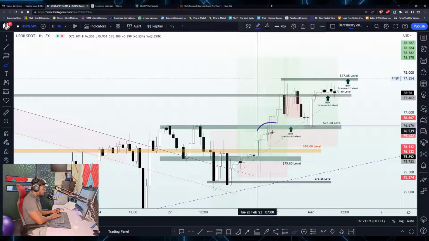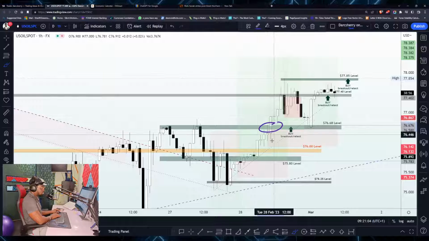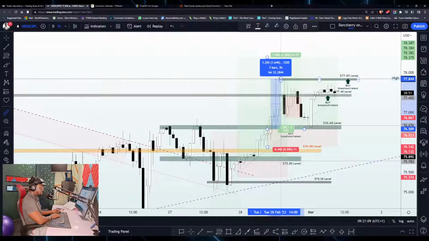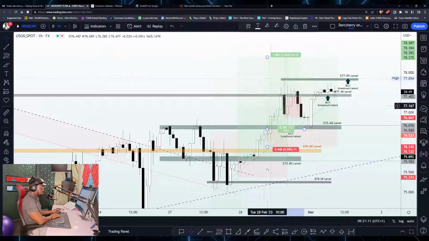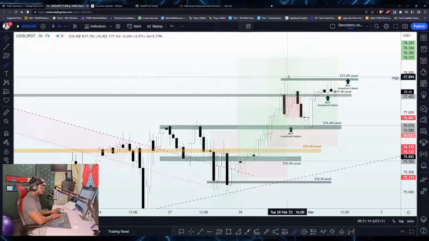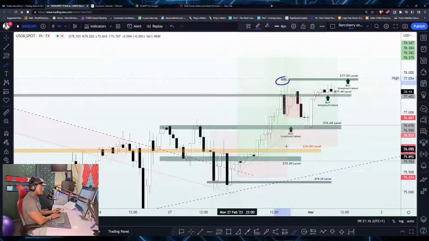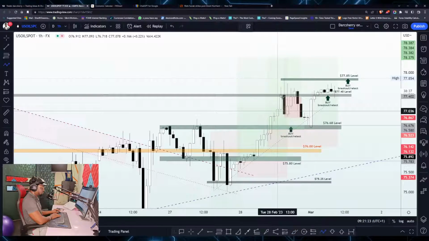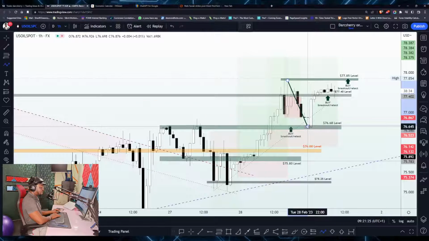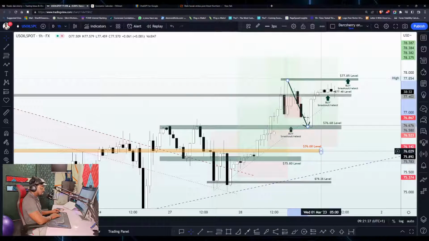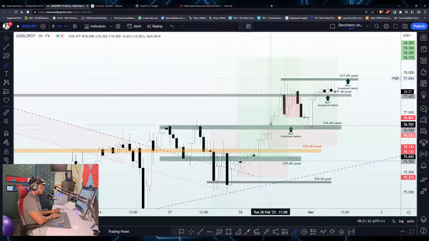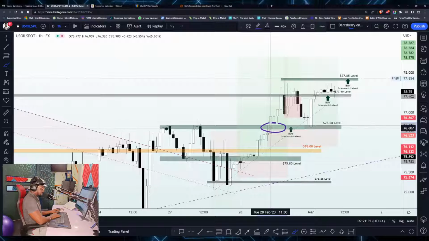As you can see here, we had a breakout of that structure, and price action moved about 120 pips thereabouts. As soon as price got into the $77.85 level, we saw selling pressure, negating all attempts by the buyers to break out of that structure. As a result of that move, price action dropped back into the $76.68 level, a level which was broken out during the course of yesterday's trading session.